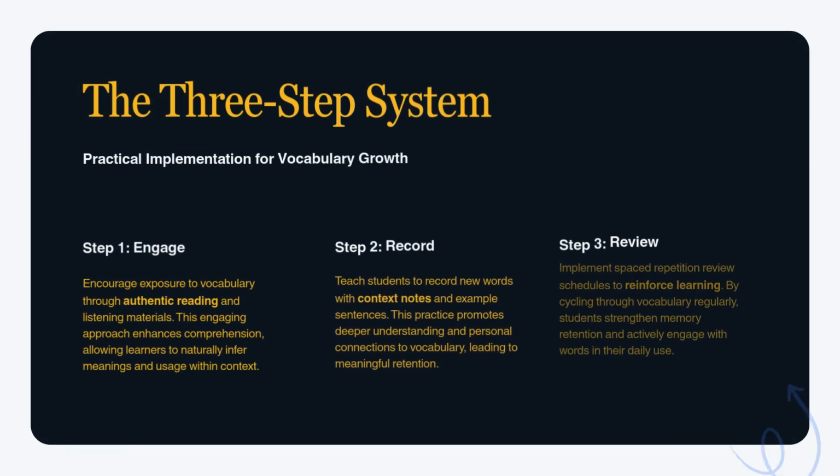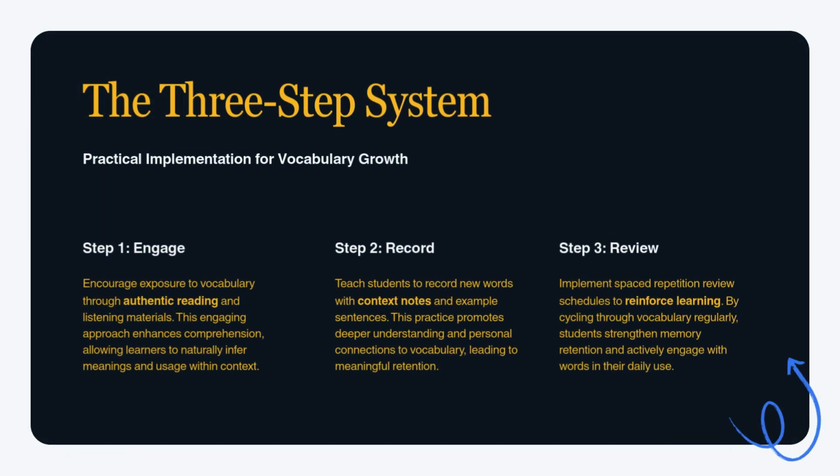The three-step system. Practical implementation for vocabulary growth. Step 1. Engage. Encourage exposure to vocabulary through authentic reading and listening materials. This engaging approach enhances comprehension, allowing learners to naturally infer meanings and usage within context.